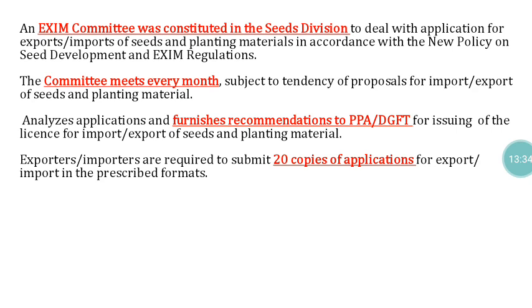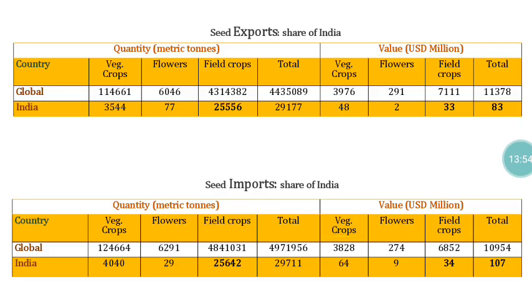Based on that, the import or export license will be given to the concerned applicant. The applicant also needs to submit 20 copies of the application in a prescribed format. By following these steps, the importer or exporter can get a license, and only after that can they export our material or import other countries' material into our country. After the introduction of this Exim policy, our country has also started to export seed material to other countries, and the export value is slowly increasing.